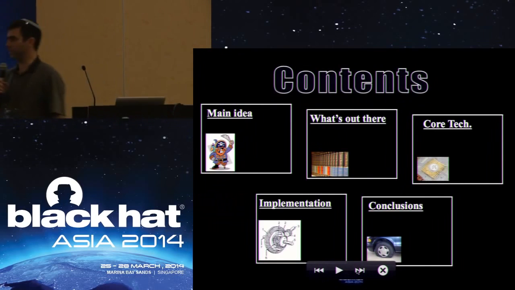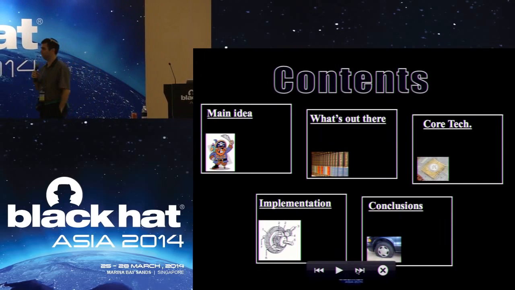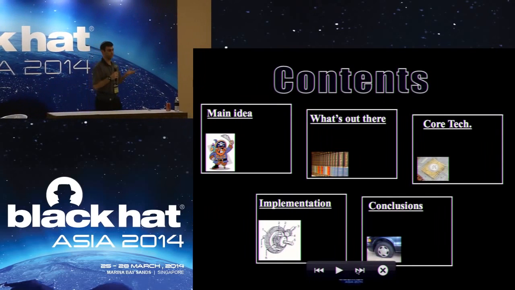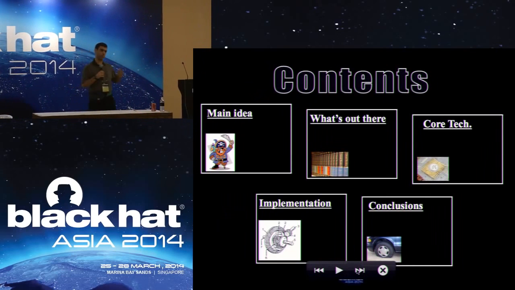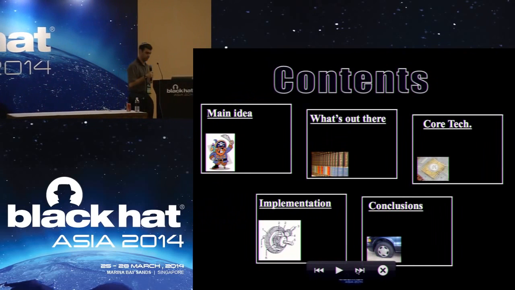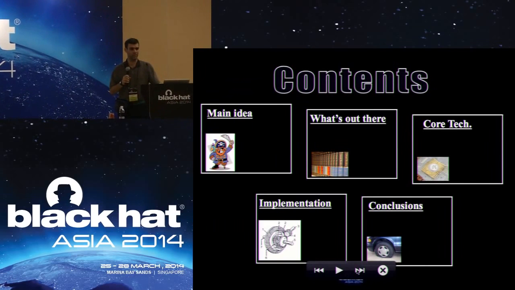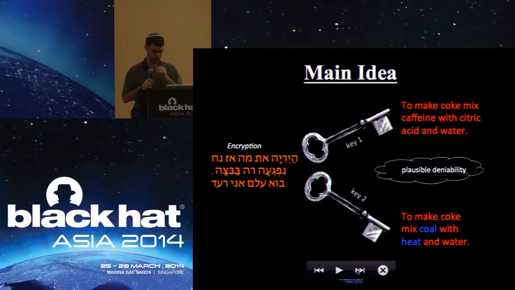So I'm going to start with the main idea. I'm going to tell you a little bit about what's out there in the research community. I'll tell you the core technology, which is fairly sophisticated. I'll give you the basics, and there's a white paper on the webpage you can look at if you want more details. I'll tell you a little bit about our implementation, which is also available in source code. I'm not stupid enough to put a binary out at Black Hat, but if you want one, you can email me. And then when we get tired, we'll talk about some conclusions.